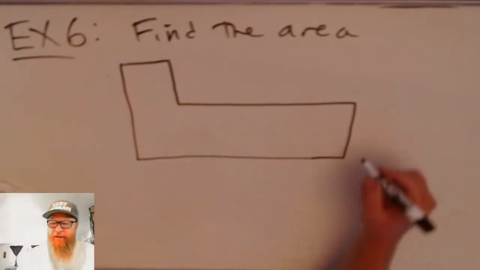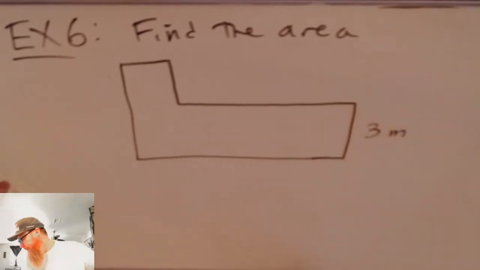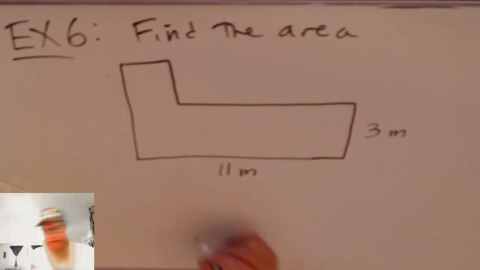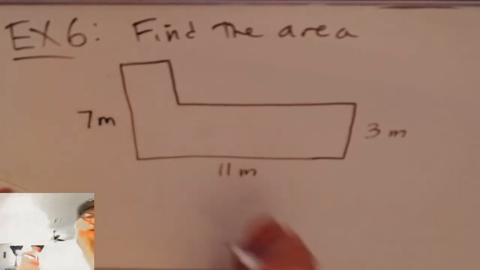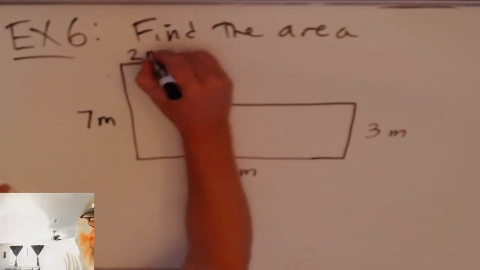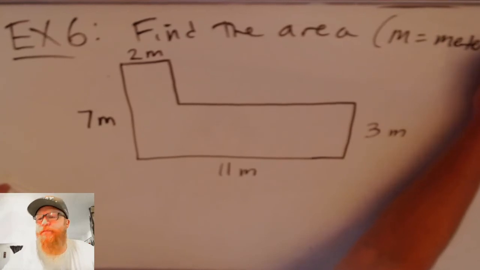So find the area. So we've got, let's see, 3 meters, 11 meters, 7 meters, and 2 meters. M is meters.